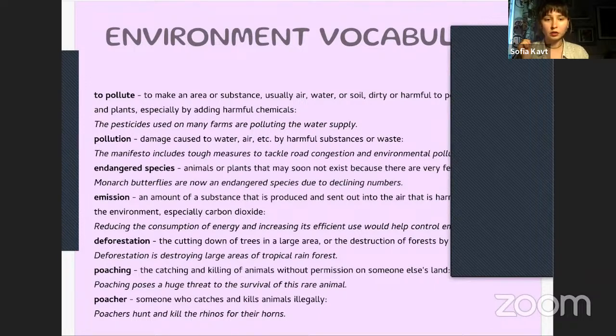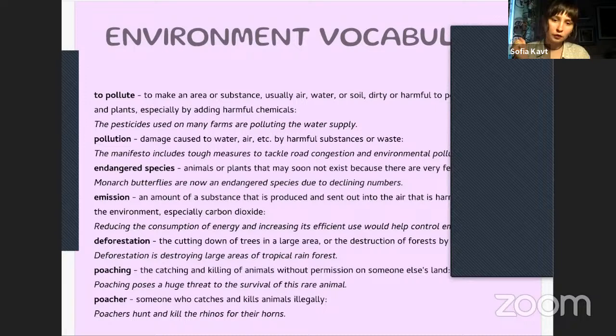Okay, the next one is emission. So emissions are substances that are produced by humans and sent out into the air. And emissions are toxic. They pollute the environment. They pollute the air, and they are associated with toxic chemicals produced in factories. So this is one of the main reasons behind air pollution, toxic emissions into the air.